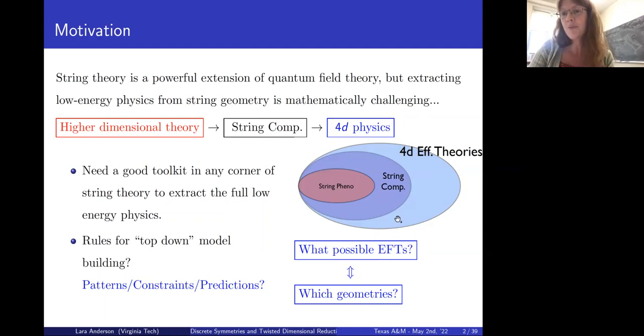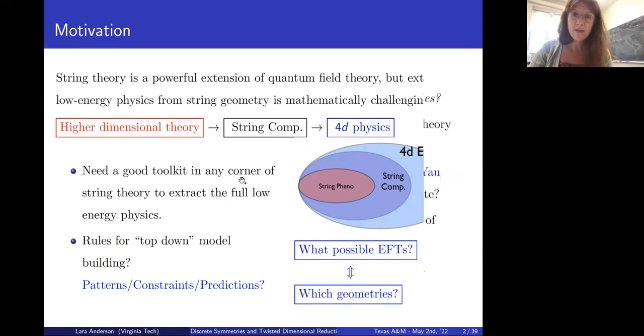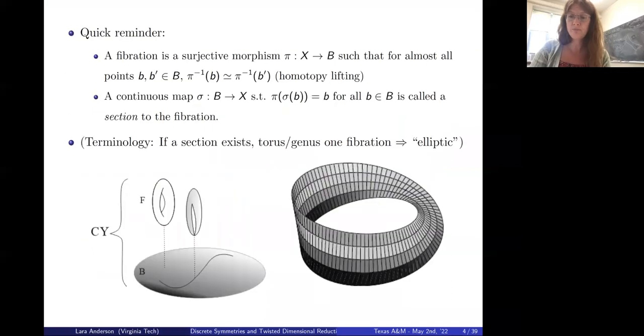Of course, this broad program of trying to understand this landscape of theories has been very much in play the last number of years with the string swampland program, and there's been lots of interesting progress and conjectures made on that. In general, trying to understand the rules for top-down model building in the context of string compactification are important, and the question of what patterns, constraints, and predictions can you see from this range of possibilities. So the question of what possible effective field theories in the context of string compactification is innately linked to the question of which geometries can be consistent string backgrounds for this process.